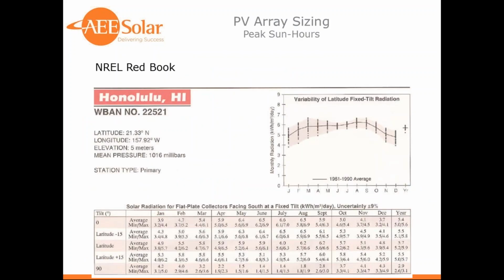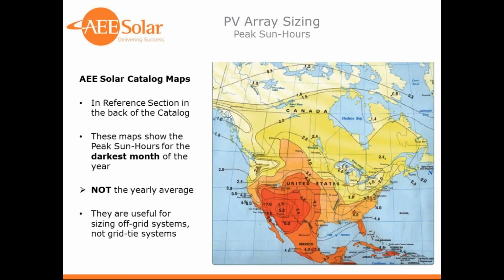So doing PV array sizing, we need to know what the peak sun hours are at the site. There's a number of sources for gathering that information. The good old NREL Red Book, which was 30 years of data for a couple hundred places in the U.S. It was the primary source. We also have maps in the back of the AEE catalog.